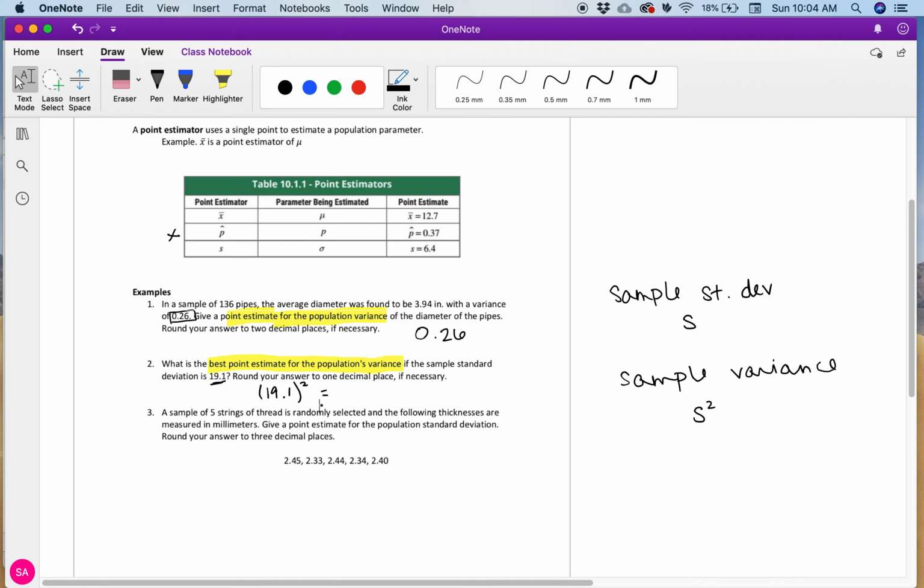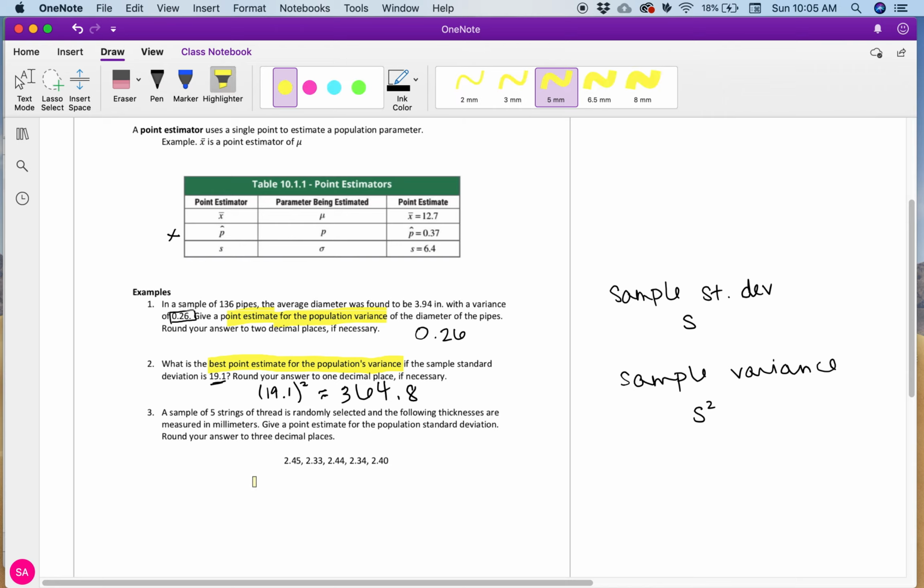So I'm typing it into my calculator really quick. And it says to round to 1 decimal place, so our approximate answer is going to be 364.8. And that is the point estimate for the population variance.